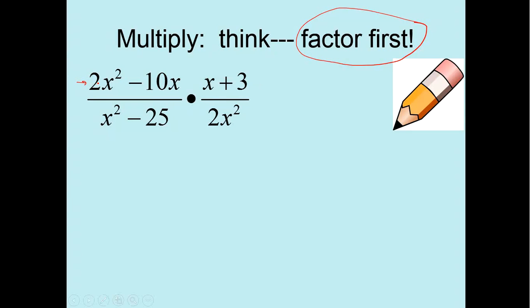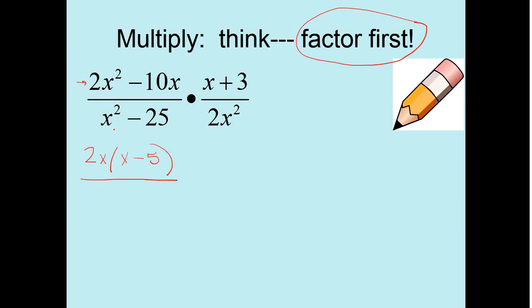Well, there's not 3 terms, so AC method's probably not the best way to go. I think we can take out a greatest common factor, though. And it looks like it's 2x, right? We can take a 2x out. So I would have x minus 5 left behind, I think. Let's try to factor the numerator now.